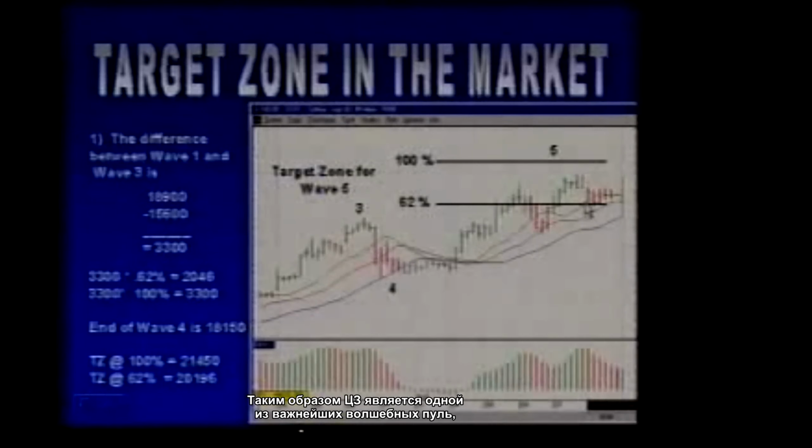So this target zone is one of the most important of our 5 magic bullets because it's highly predictive. It's going to be right over 9 times out of 10. So with that kind of odds, you can hardly miss.